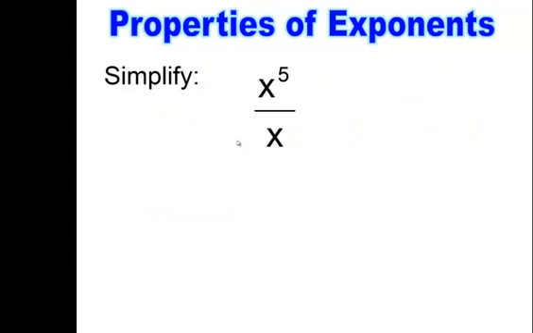Pause and try. So you're going to end up here with x to the 4th, because remember the x on the bottom has a power of 1. The higher exponent's on top. You're going to subtract, and you're going to leave it up top.